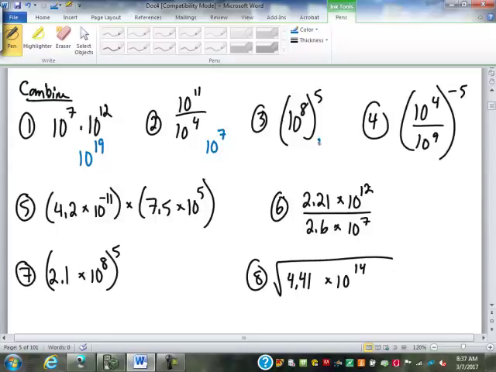10 to the 8th to the power of 5 is 10 to the 40th. When we have an exponent and we take it to another power, we multiply the powers.